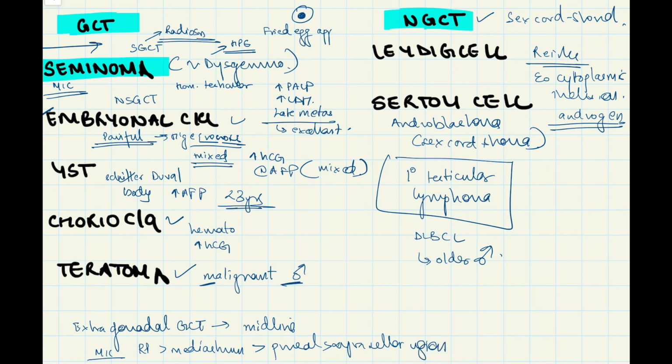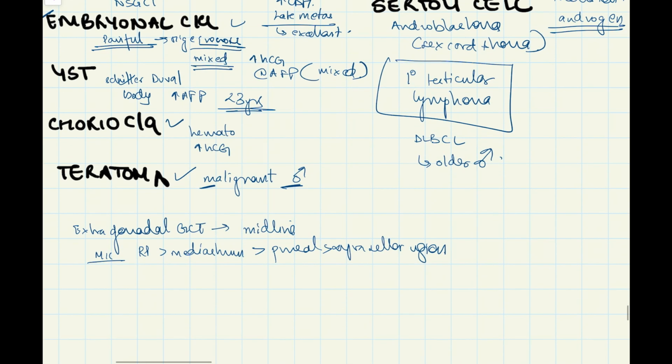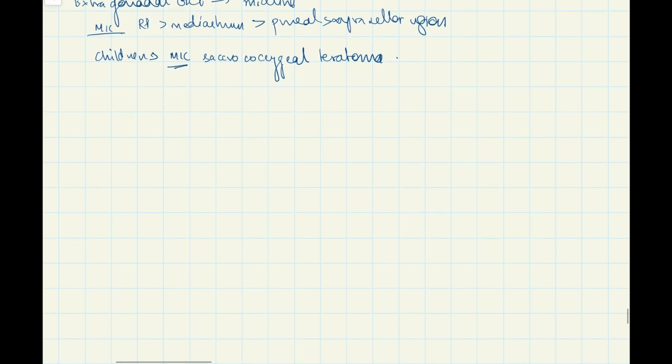While in children, the most common extragonadal germ cell tumor will be a sacrococcygeal teratoma. Another important point is regarding the management. So it is divided into the management of seminomatous germ cell tumor and non-seminomatous germ cell tumor, right?